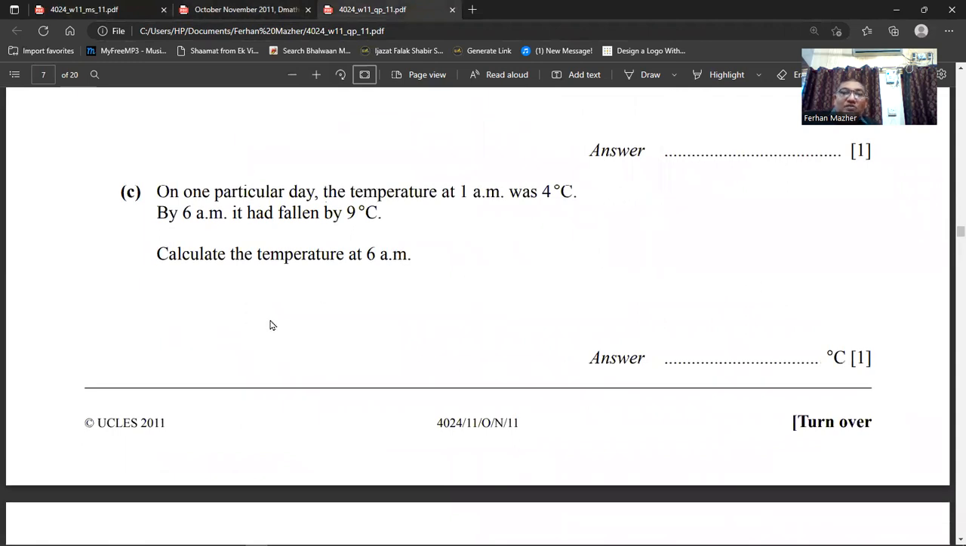Okay, so question number 12, it's C part. On one particular day, the temperature at 1 a.m. was 4 degrees centigrade. By 6 a.m., it had fallen by 9 degrees centigrade. Calculate the temperature at 6 a.m. So because the temperature was 4 degrees centigrade and it decreased by 9, we will have 4 minus 9, and that will give you the temperature.